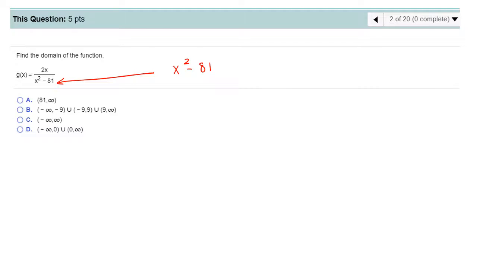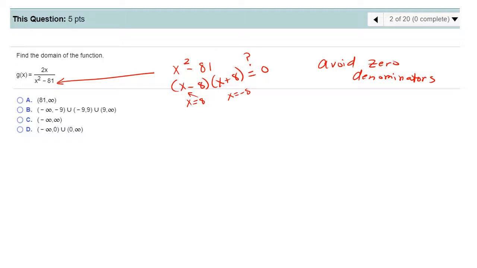Remember, you never want a zero denominator, so avoid zero denominators. That means we need to figure out which numbers we should avoid for this domain. What you can do is take x squared minus 81 and factor it as the difference of two squares and ask yourself, where would that equal 0? Well, that would be where x is 9, because 9 minus 9 would give you 0, and x would be negative 9, because negative 9 plus 9 is 0.